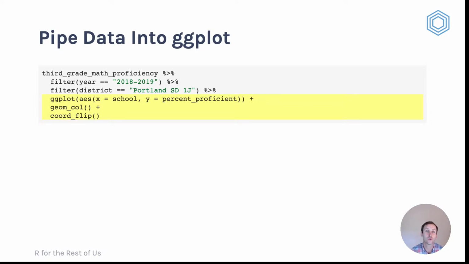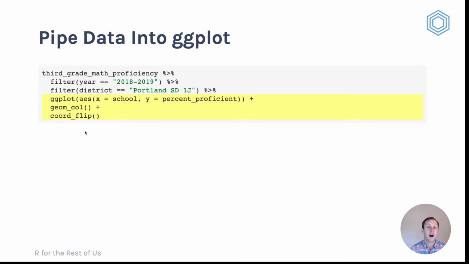Now I can pipe this directly into ggplot, right? You're probably used to having data equals 3rd grade math proficiency right here. But if we do it this way and only show, for example, 2018 data for Portland School District, it's much more efficient to pipe it into ggplot as opposed to making a new data frame called Portland math 3rd grade math proficiency 2018-2019, right? We just drop the data equals here. We don't have to put that because whatever is piped in is assumed to be the data.